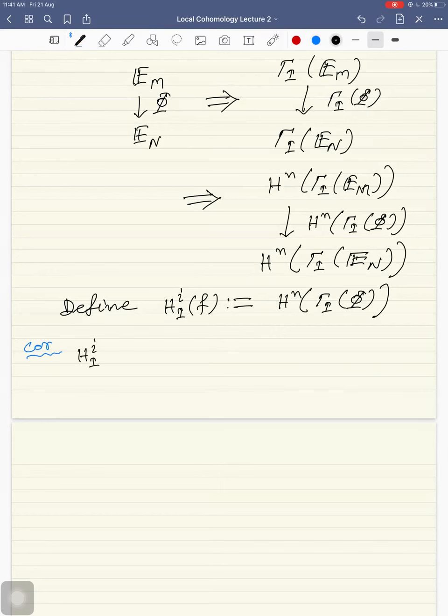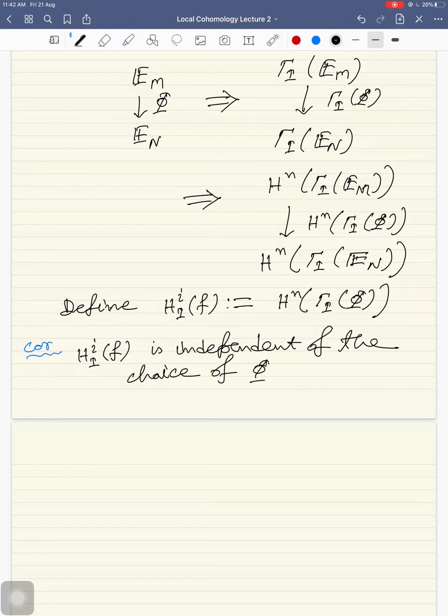that Hi of F is independent of the choice of phi. What I mean by that, and how to prove this statement. So here is the proof.